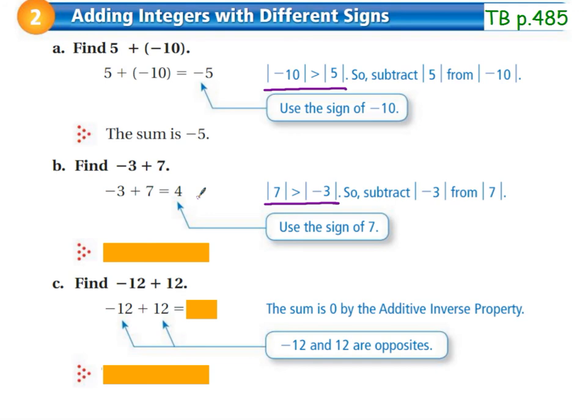Then the last example, we have a -12 plus 12. This is where our additive inverse rule comes in. We're adding opposites together, when I combine them, I'm going to get 0. So the answer is 0.